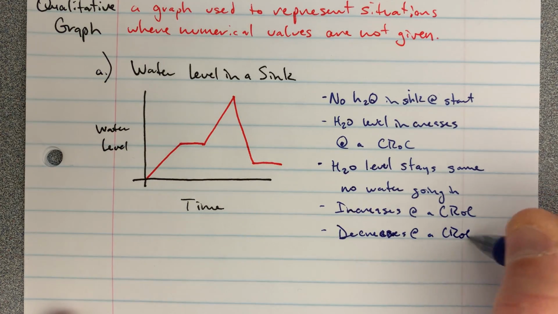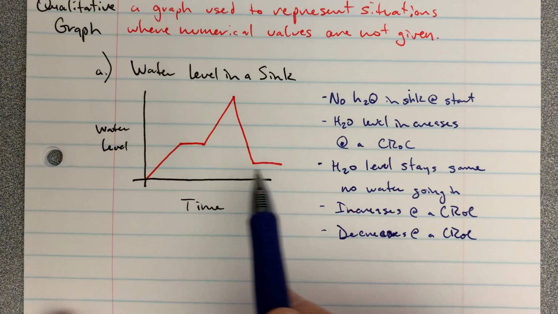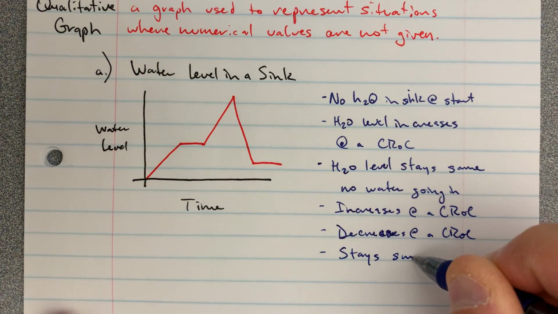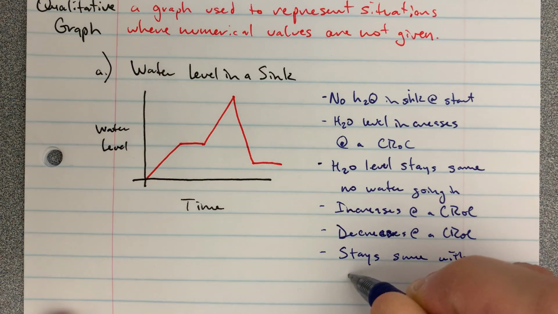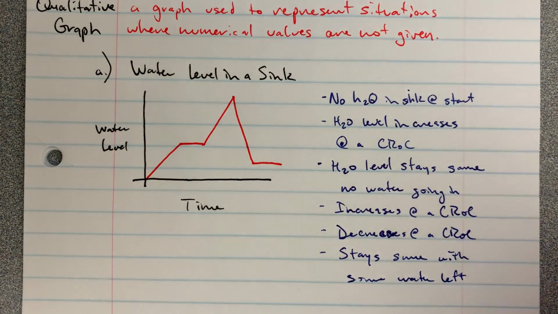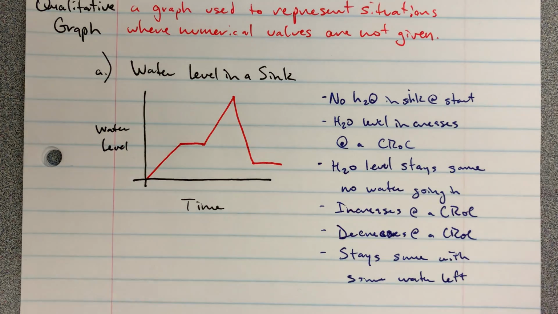Decreases at a constant rate. And then stays the same with water in it. So I'm assuming the plug went back in, or you put it back in, or whatever it may be. So that is describing a qualitative graph. We have no numbers over here. We don't know how much water is in there, but we're able to describe what's going on and happening within the situation.